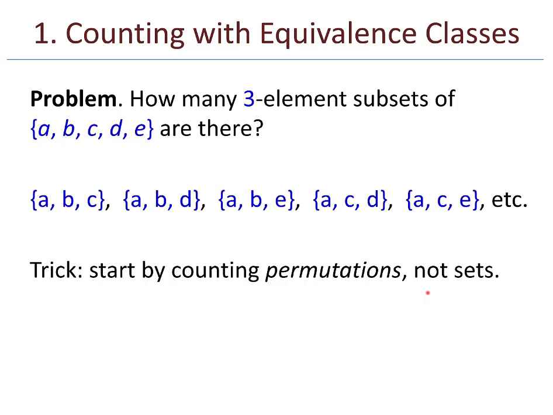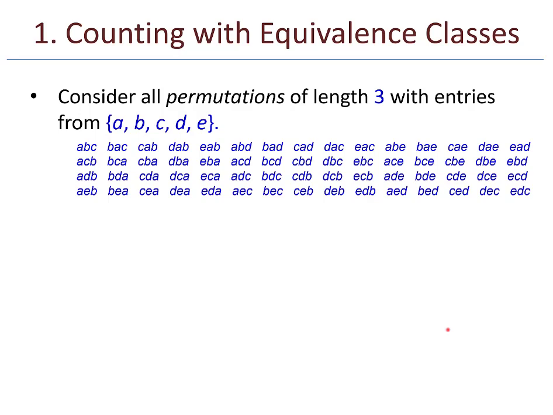This is a sets problem. You can see I've listed out a few sets there, but how many are there in general? And there's a great trick for figuring this out. We start by counting permutations, not sets, and then we'll modify our computation for permutations to give us the number of sets. So, consider all permutations of length 3 with entries from A, B, C, D, E.